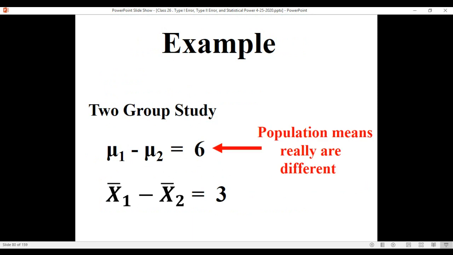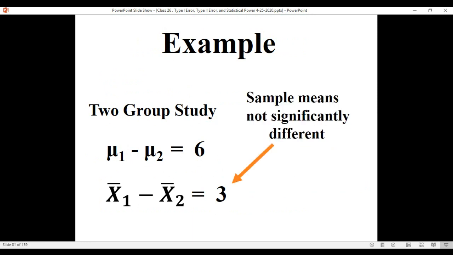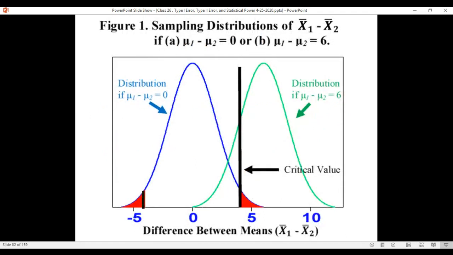So the population means really are different, but when the researcher does a t-test, the t-test indicates that the sample means are not significantly different. And this is an example of type 2 error. There really is a difference between the populations, but the t-test says there is not a significant difference between the two sample means. Now, to see how this can be, let's look at two sampling distributions.